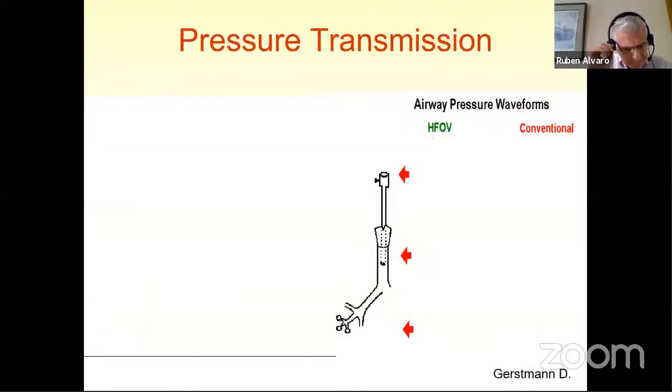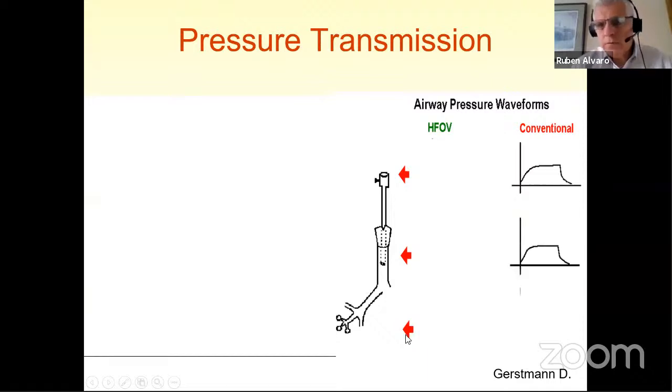So the other important difference between conventional mechanical ventilation and high frequency ventilation is the way the pressure is transmitted to the alveoli. Here we have an example of high frequency oscillatory ventilation in green on the left and conventional ventilation in red on the right, at the proximal level of the airway, midway, and at the alveolar level.